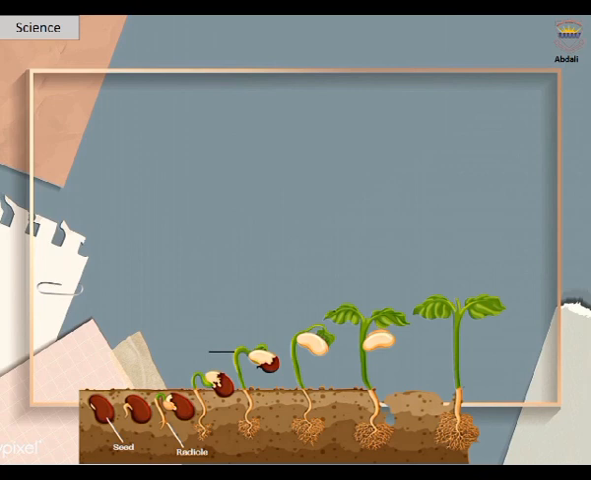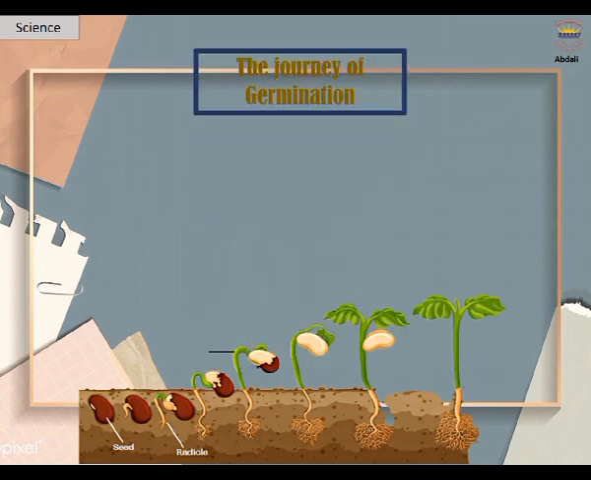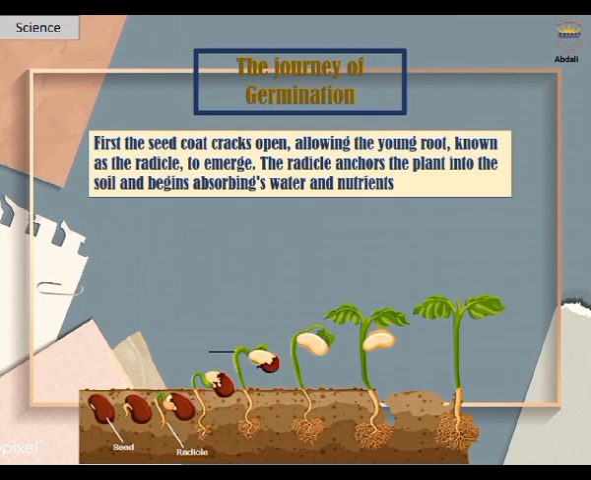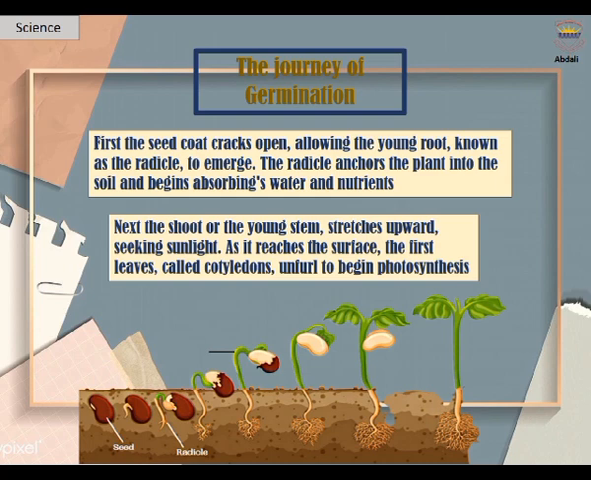The journey of germination. First, the seed coat cracks open, allowing the young root, known as the radicle, to emerge. The radicle anchors the plant into the soil and begins absorbing water and nutrients. Next, the shoot, or the young stem, stretches upward, seeking sunlight. As it reaches the surface, the first leaves, called cotyledons, unfurl to begin photosynthesis.